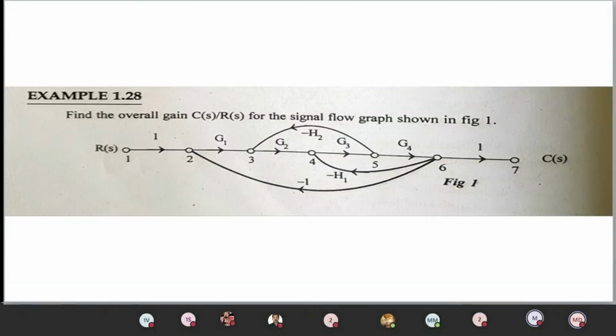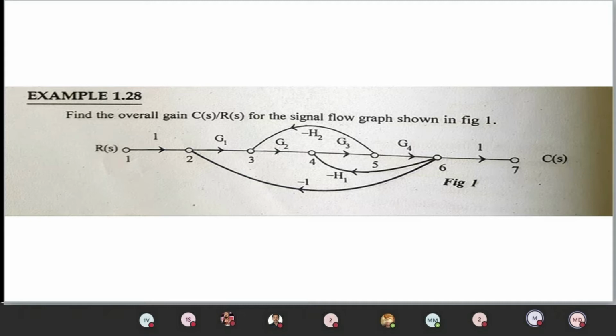You can understand from the problem, you have only one forward path: 1 to 2, 2 to 3, 3 to 4, 4 to 5, 5 to 6, 6 to 7. You can check from the graph that you don't have any other forward path. So the number of forward paths is 1. And the forward path gain is very simple: you multiply the individual gains of each branch. So here, 1 into G1 into G2 into G3 into G4 into 1.